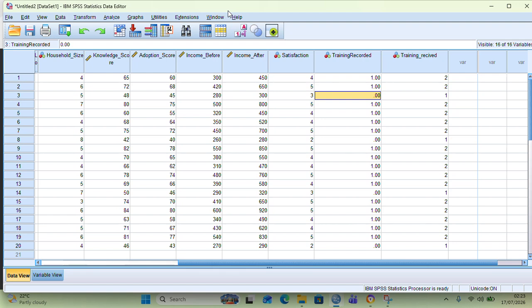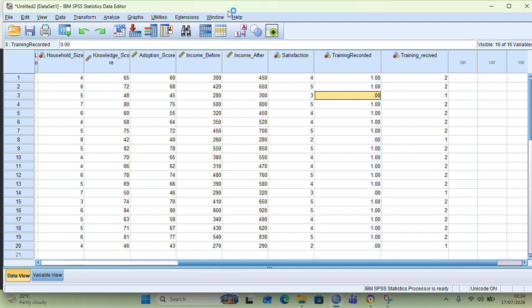Common uses of an independent t-test include comparing the average test scores of male and female students if you are doing something about education. If you are comparing income, you can compare the average income of urban and rural households. You can also compare crop yields between farmers who adopted a new farming practice and those who did not adopt.